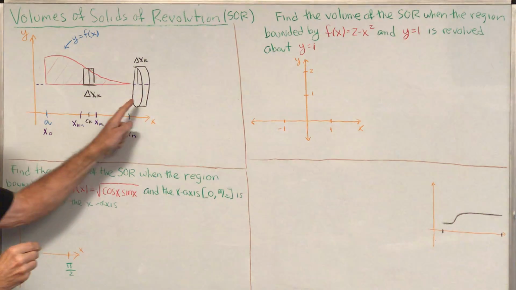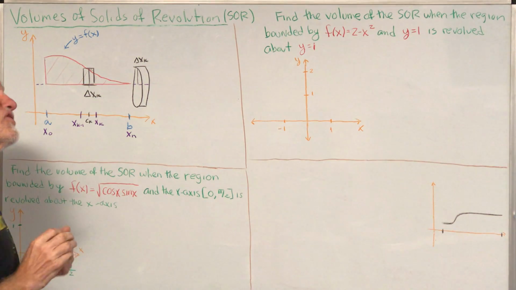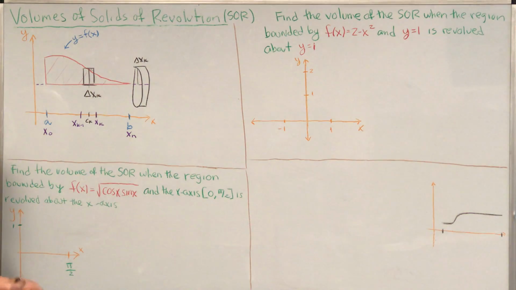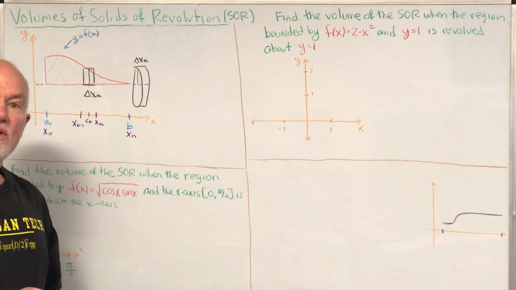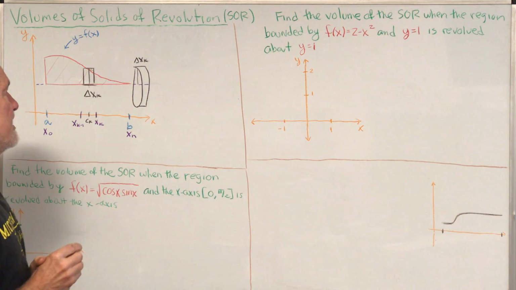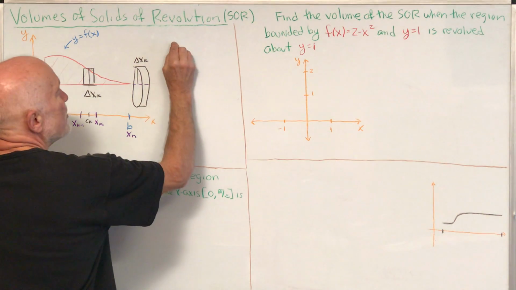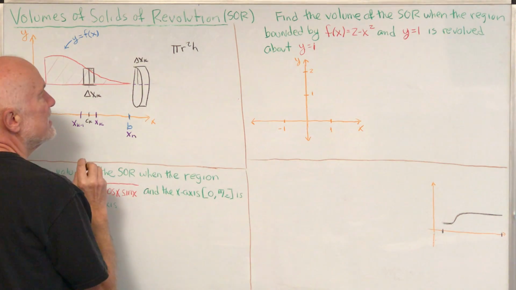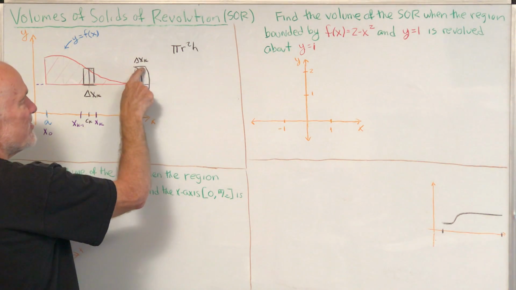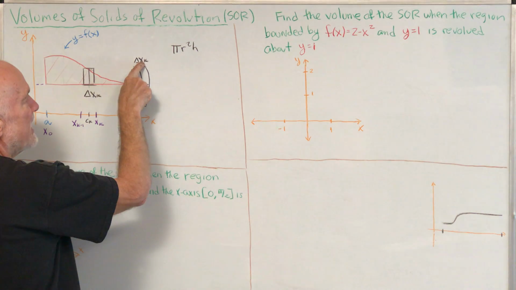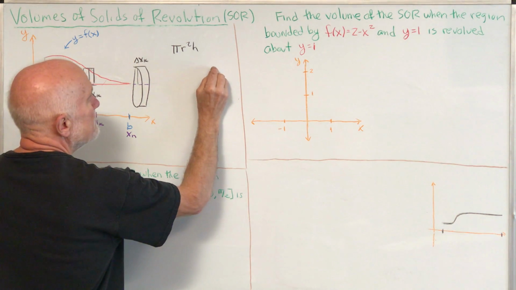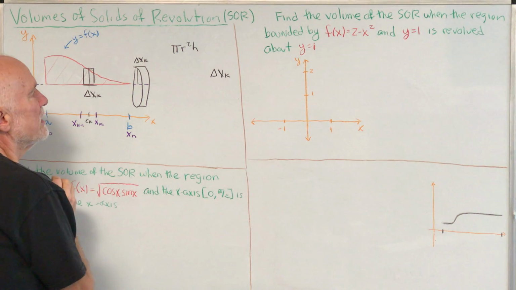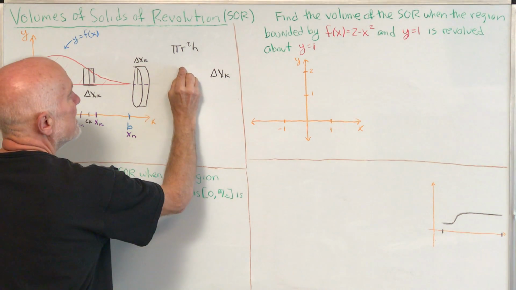So what kind of figure is this? Well, if you turn your head to the side a little bit, it looks like a right circular cylinder, something that we do know the volume of from geometry. The volume of a right circular cylinder is pi r squared h. And in this case, the h is going to be my delta x sub k.